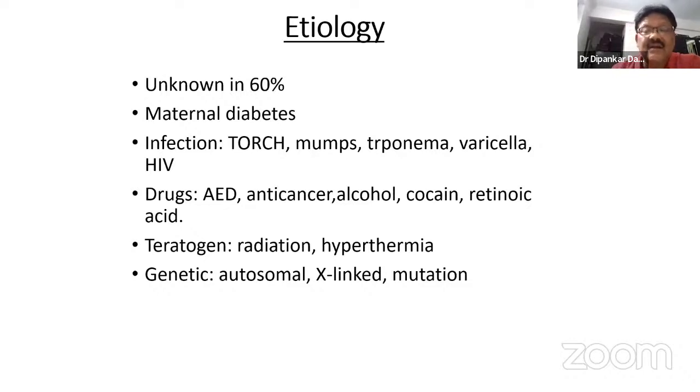These things can produce teratogenicity and abnormal brain malformation along with malformation of other parts of the body. Some are genetic, as you can see here, autosomal or X-linked or due to some mutation.